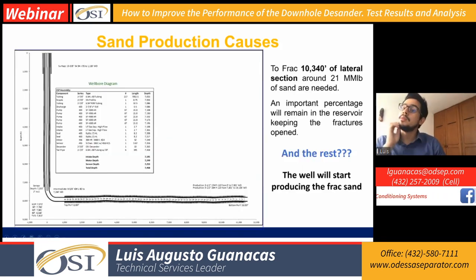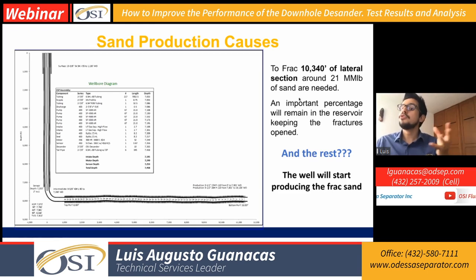I want to give you this example just for you to realize how severe or how critical sand production is when you are fracking a well. This is a real case, a real well. If you see, there is a vertical section and then we have the horizontal section. In the horizontal section, we are going to frac the perforations, right? In this specific well, we are going to frac 10,340 feet of lateral section. For this length, we have to use 21 million pounds of sand. So on average, we have to use 1 ton of sand per foot fracked, right?